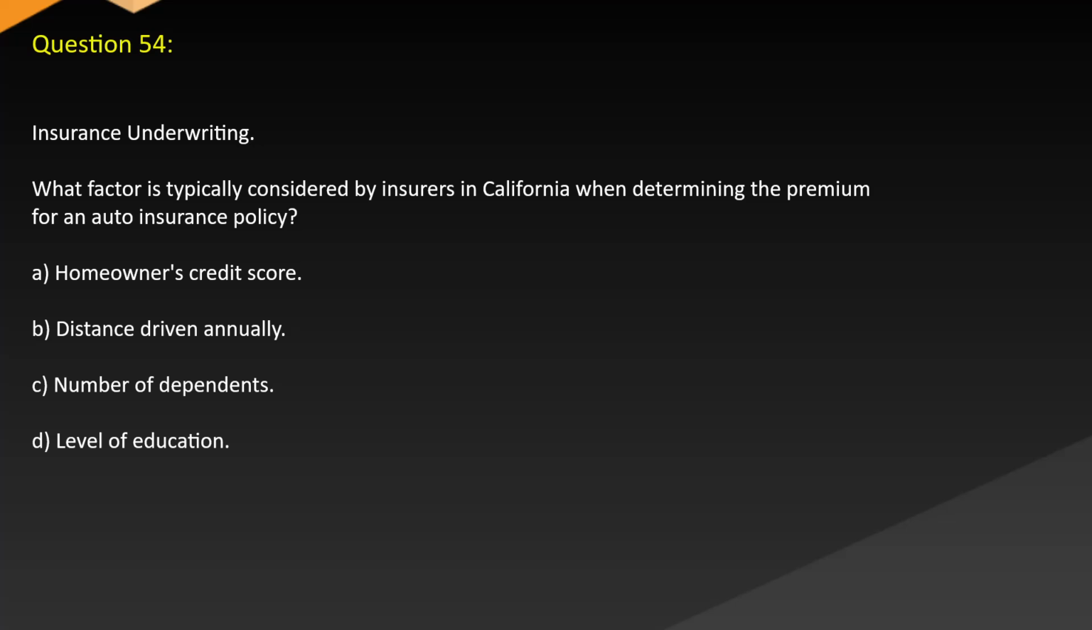Insurance underwriting. What factor is typically considered by insurers in California when determining the premium for an auto insurance policy? A. Homeowner's credit score. B. Distance driven annually. C. Number of dependents. D. Level of education.